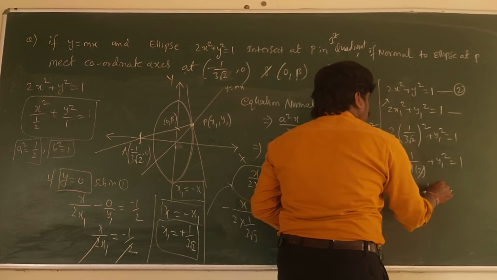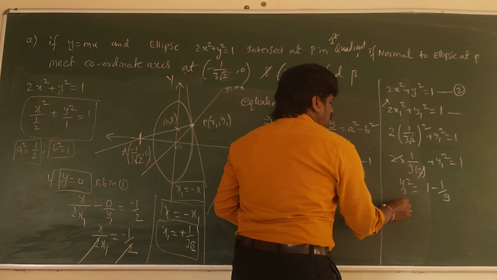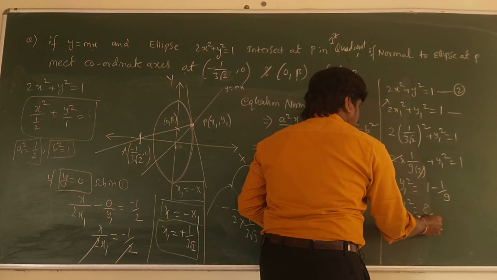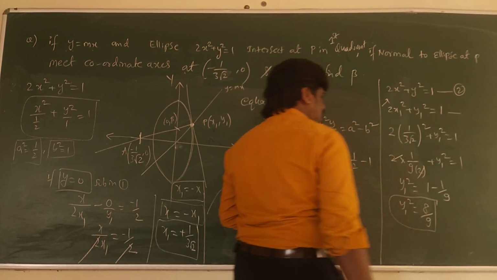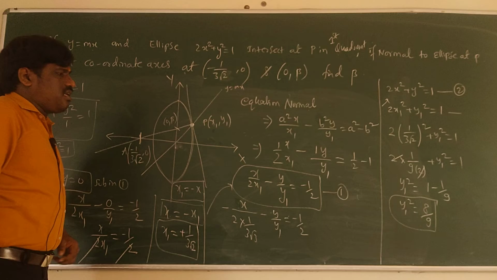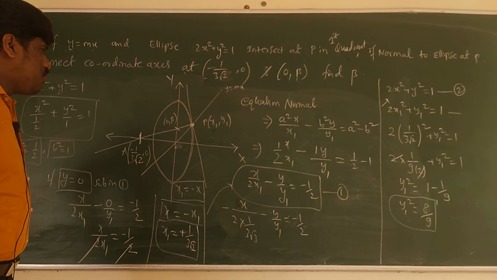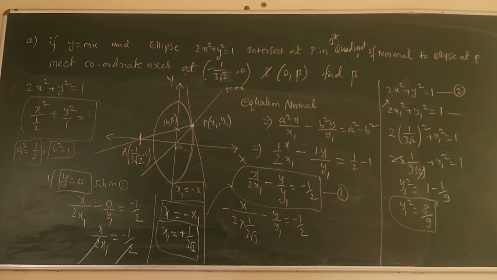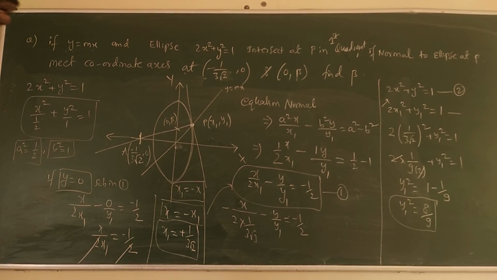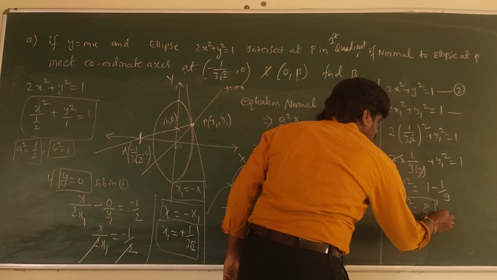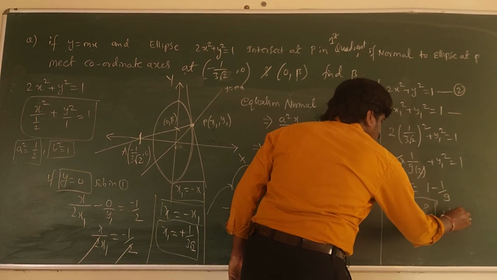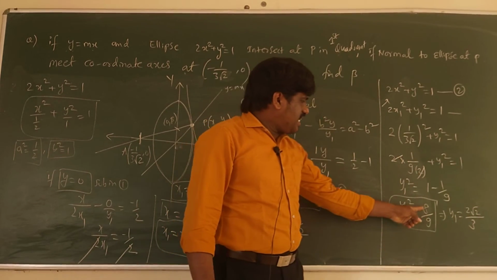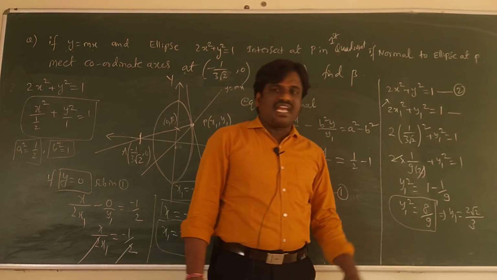y1 square is equal to 1 minus 1 by 9. So y1 square is equal to 9 minus 1, that is 8 by 9. Is it okay? So I have to get the y1 value, that is very important right now. Taking the square root, y1 value is 2 root 2 by 3, because the square root of 8 is 2 root 2 and the square root of 9 is 3.